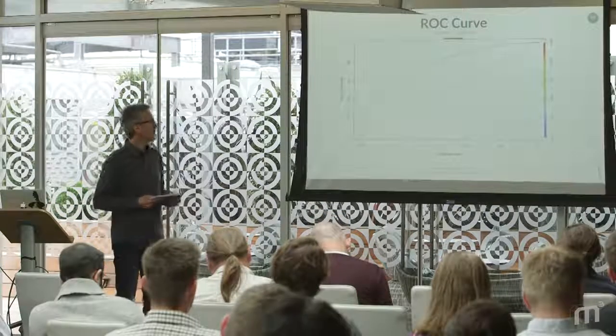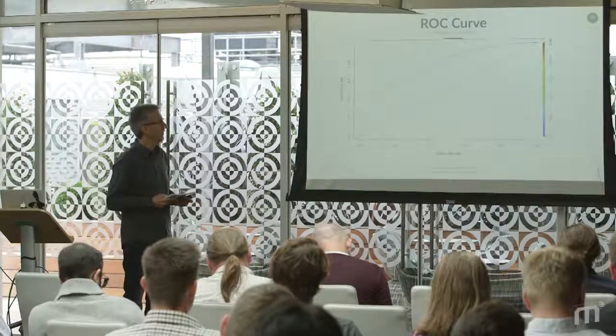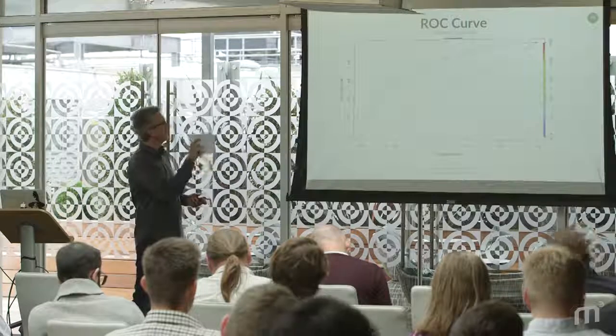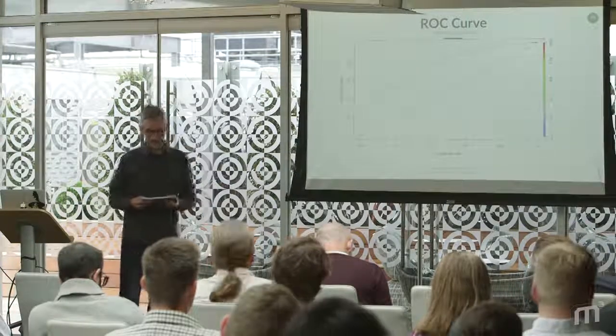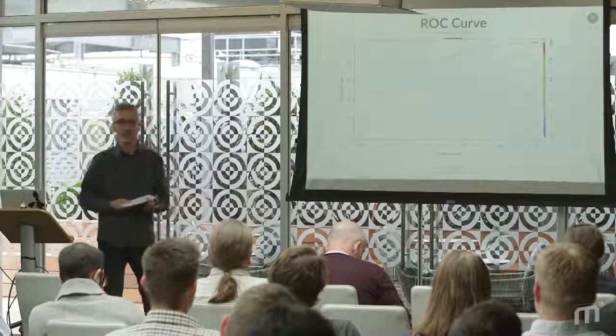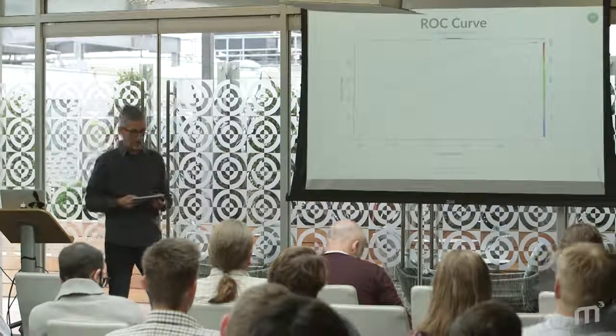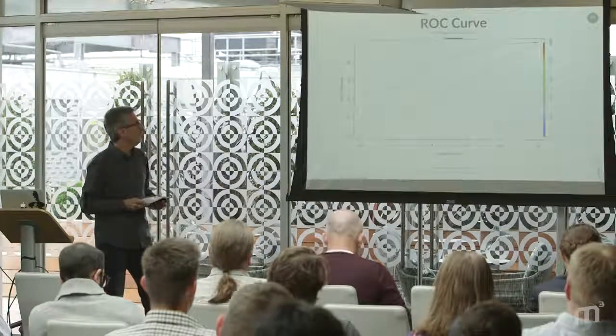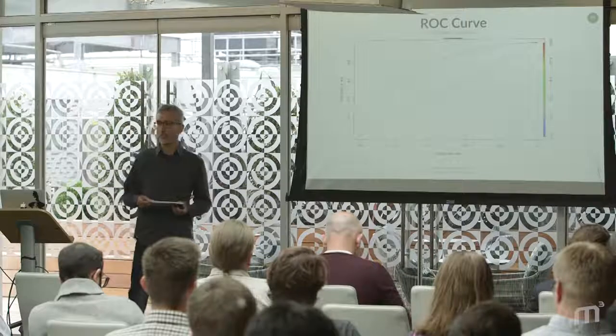There are several possibilities how to plot a ROC curve. Very common is the true positive rate over the false positive rate. In addition, the so-called cutoff value is visualized here. I will talk about that in a minute. A ROC curve addresses several issues at the same time.